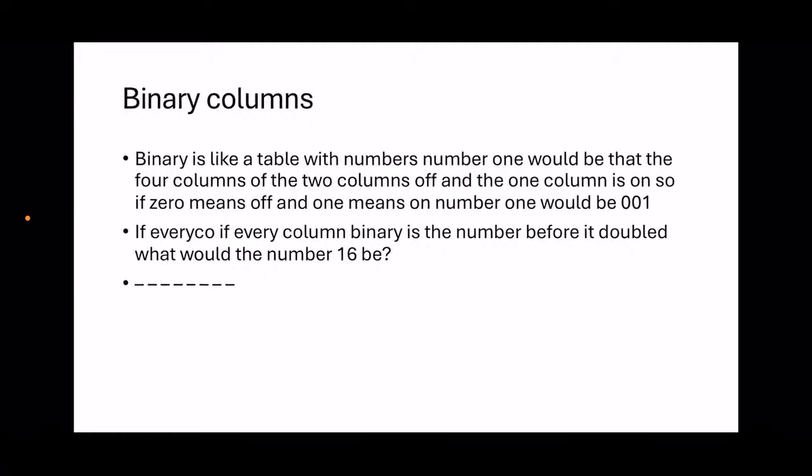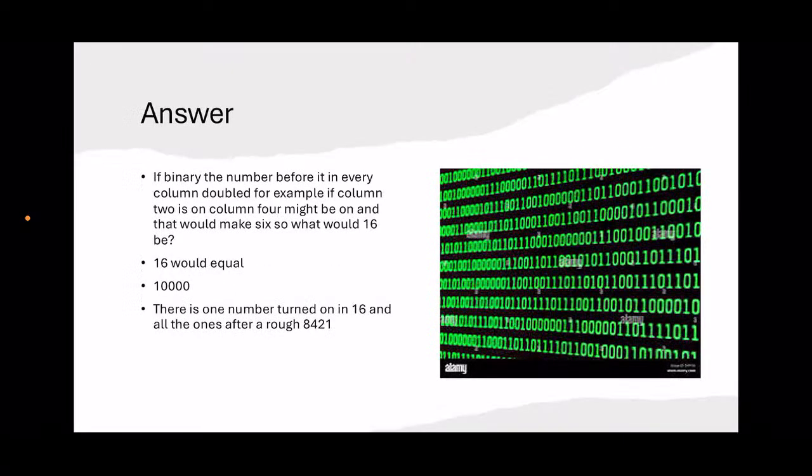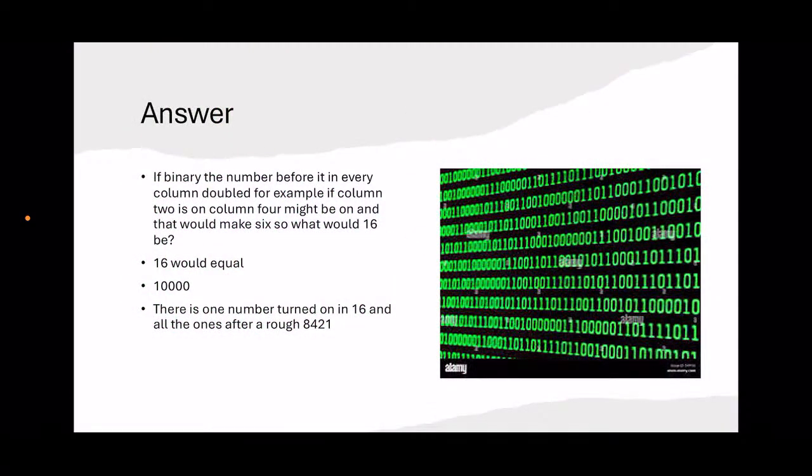Here is your answer. 1, 0, 0, 0, 0. That's because 16 is on, 8 is off, 4 is off, 2 is off, and 1 is off. So that's 1, then 0 for 8, 0 for 4, 0 for 2, and 0 for 1.